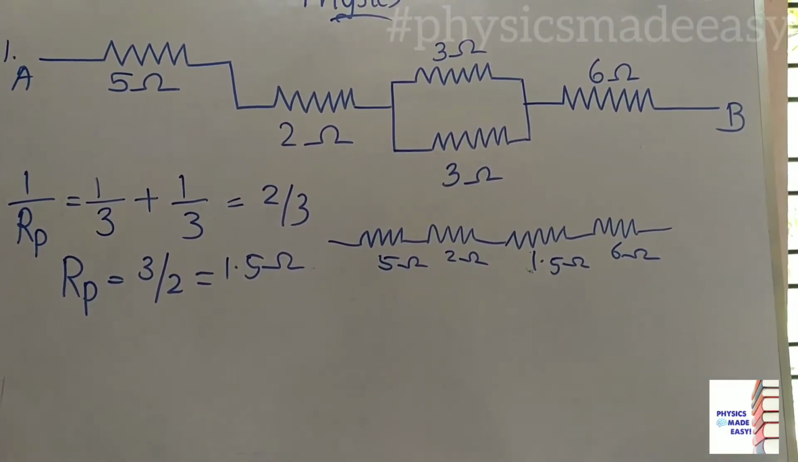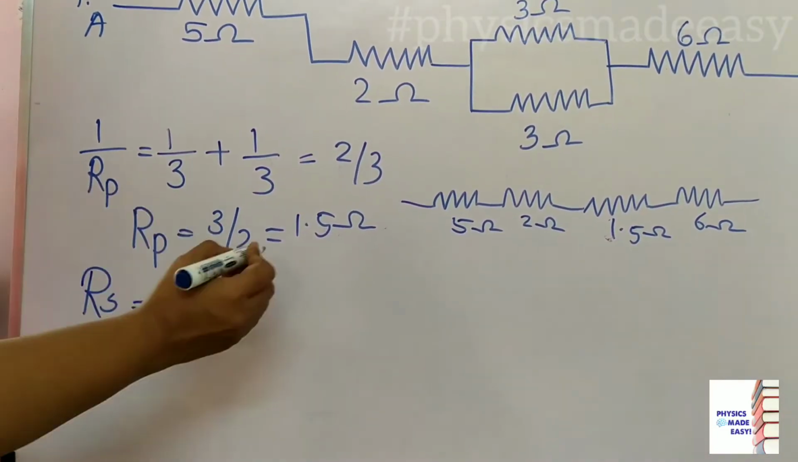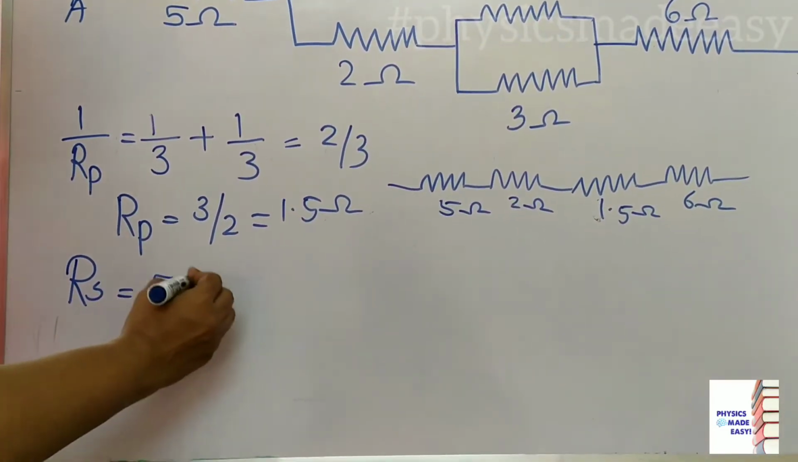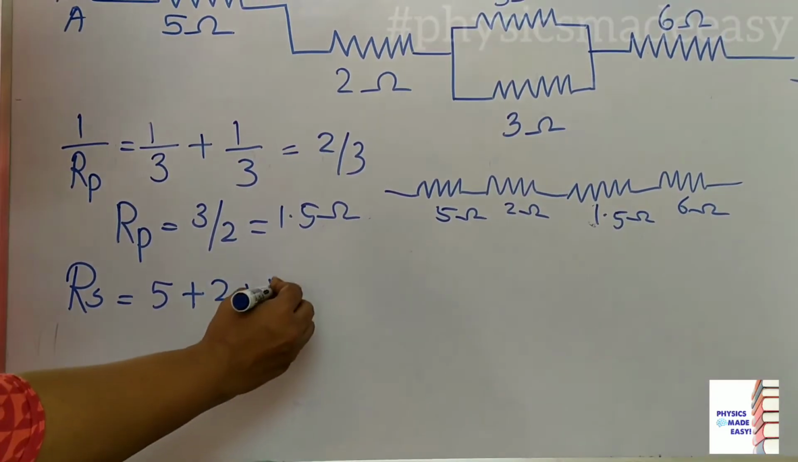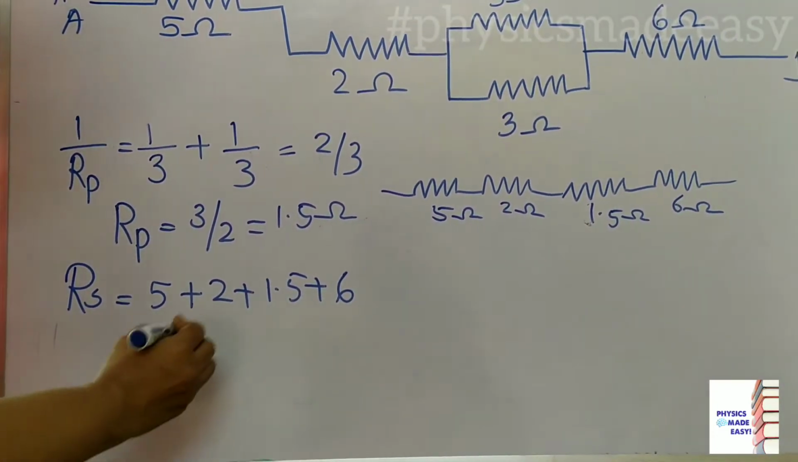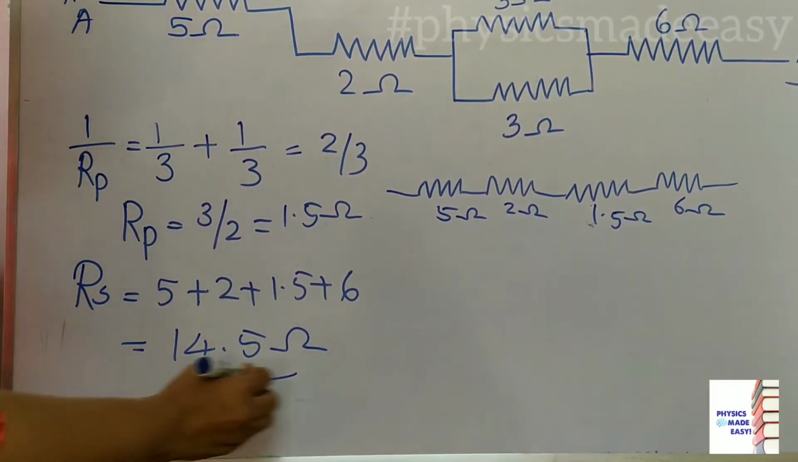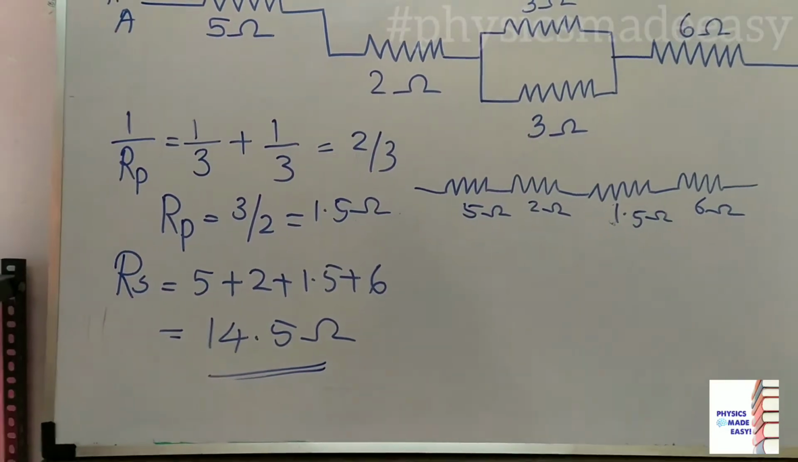Then how can we find the effective resistance? That is the equivalent resistance of this combination. We can take 5 plus 2 plus 1.5 plus 6. You will get 14.5 ohm. This is the equivalent resistance of this combination.